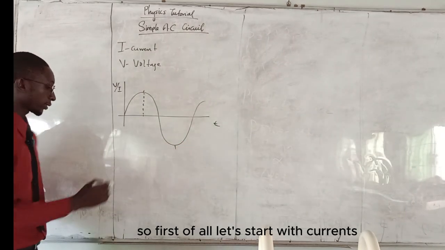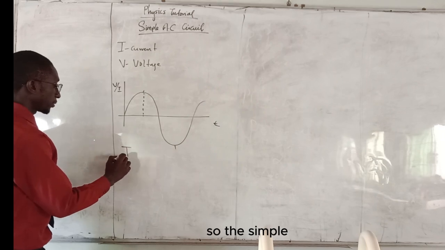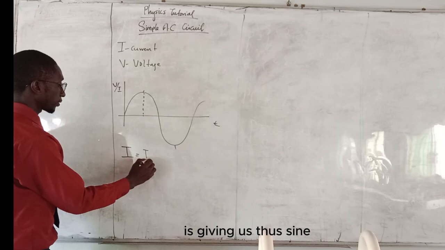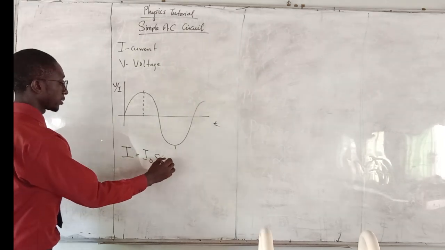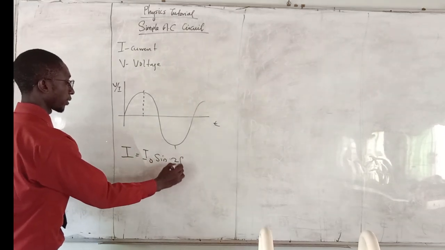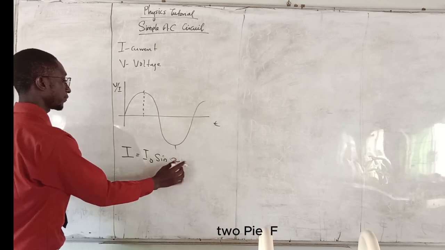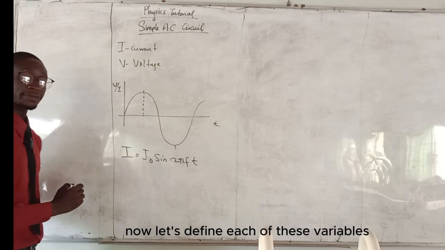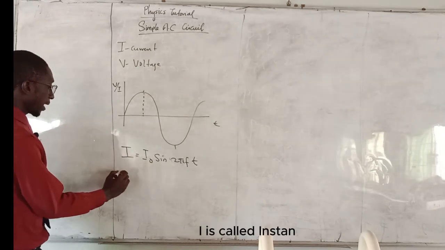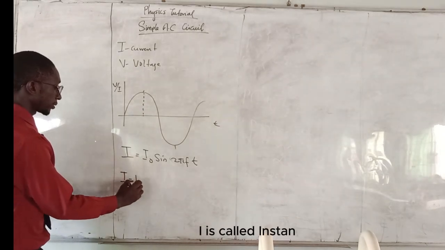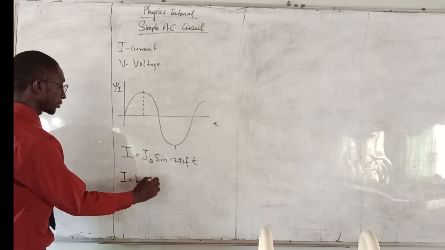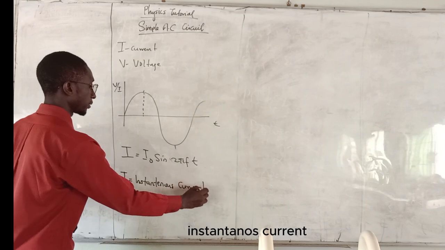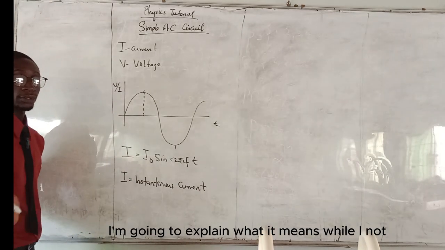So first of all, let's start with current. The simple waveform for a current in alternating form is given as thus: I equals I naught sine 2 pi f t. Now let's define each of these variables. I is called the instantaneous current. I'm going to explain what it means.